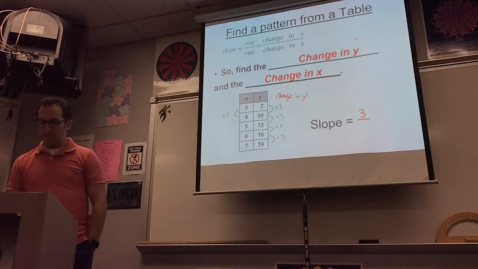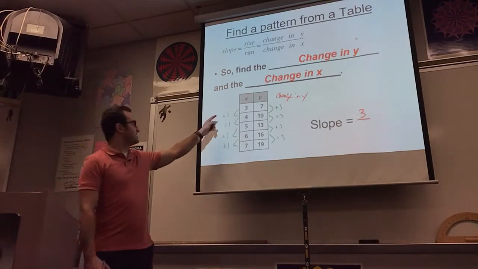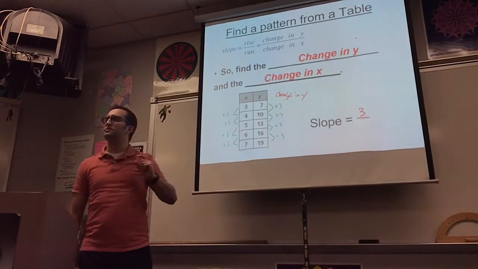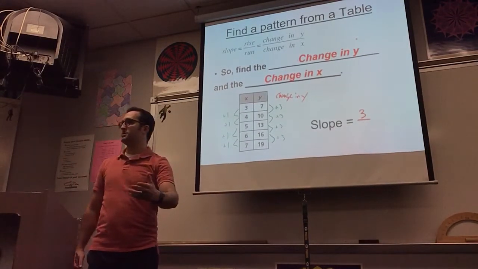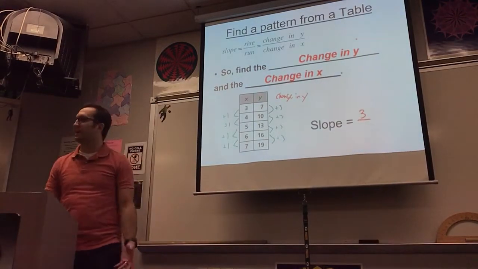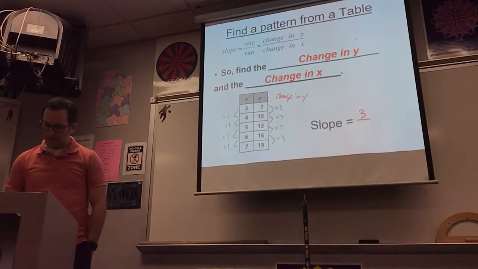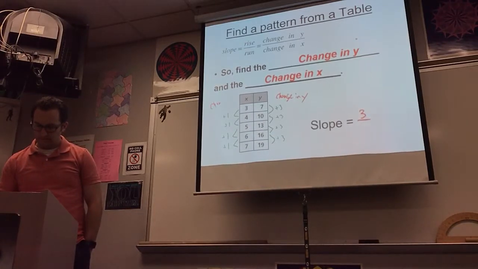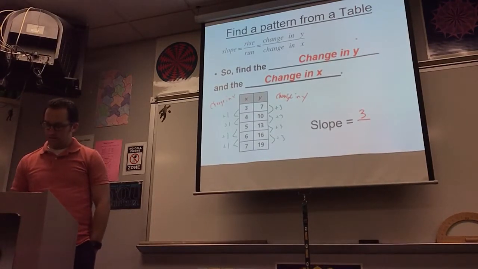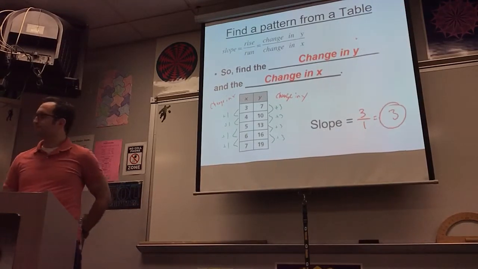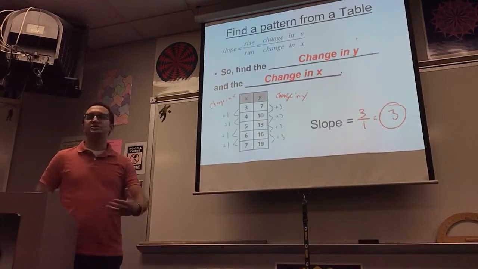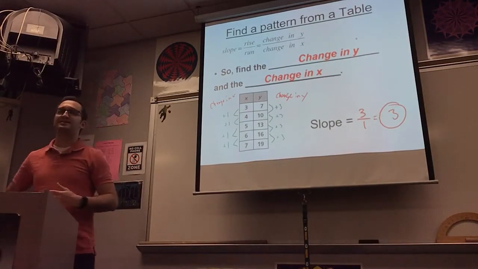What's the change in x from 4 to 5? 5 to 6? 6 to 7. Now, you know what might seem tedious that I'm doing all of them? But what if one of them was different? Then this would not be a linear equation. So we have to check them all. We do. We gotta check them all. So what is our change in x? It is 1. So our slope is 3 over 1 or 3.